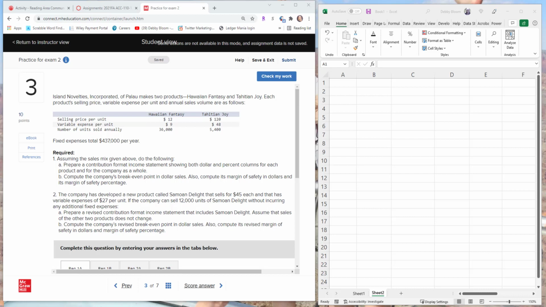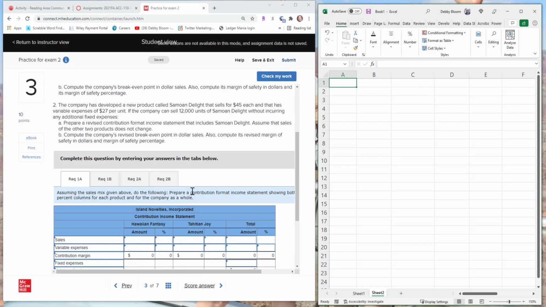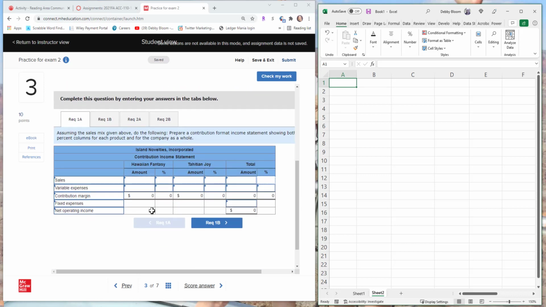percent columns for each product and for the company as a whole, and then compute the company's break-even point in dollar sales. So for each product, we're going to calculate first the sales, subtract the variable expenses, and then come down to the contribution margin. Then we're going to subtract the fixed expenses and come down to the net operating income. I already had filled in all of these headers.